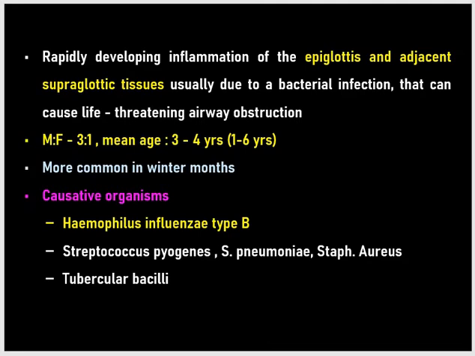The most common causative organism for acute supraglottitis is Haemophilus influenzae type B, HIB. Next are Streptococcus pyogenes, Streptococcus pneumoniae, and Staph aureus. Occasionally, tubercular bacilli also might affect the epiglottis, leading to acute epiglottitis, but it's more common in adults.